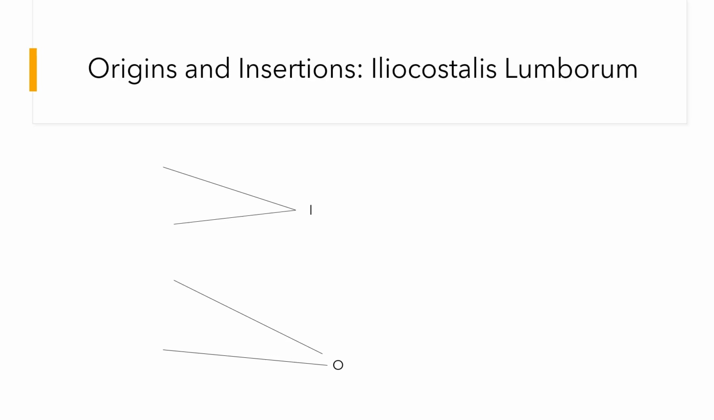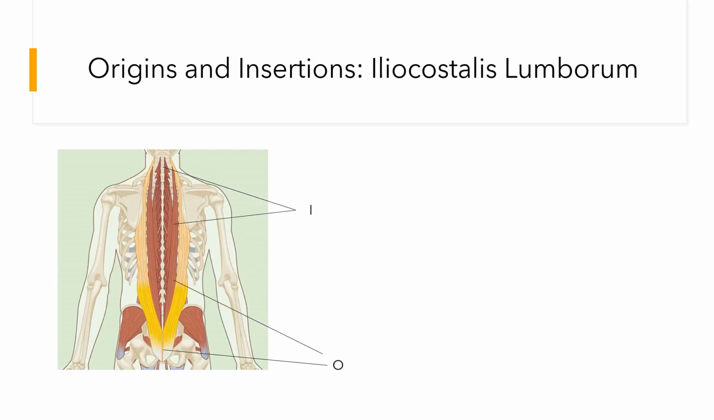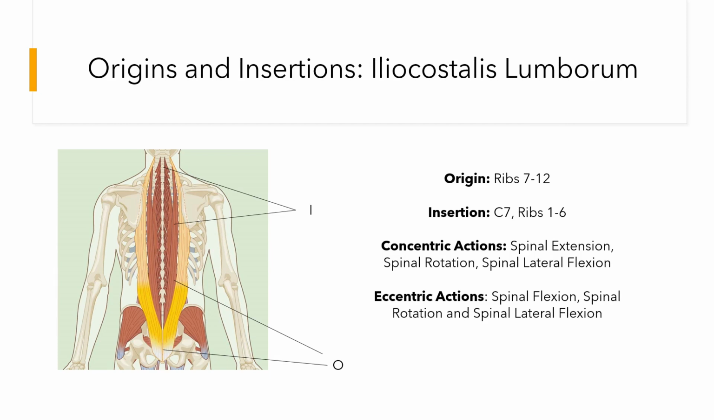So iliocostalis lumborum, as you can see here from the lower back, it originates in ribs 7 to 12 as well as the pelvis, inserts into cervical 7, ribs 1 to 6. It allows for spinal extension, spinal rotation, and spinal lateral flexion in concentric movement, and then spinal flexion, spinal rotation, and spinal lateral flexion the other way for eccentric movement.